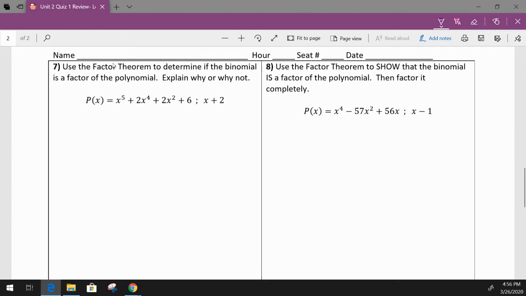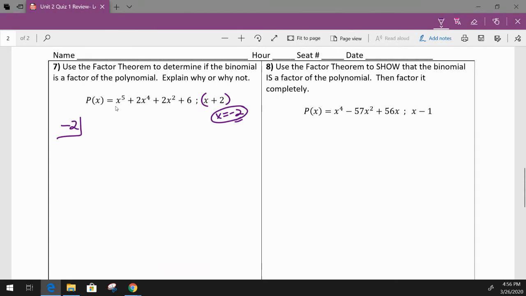So anyway, number 7, use the factor theorem to determine if the binomial is a factor of the polynomial and explain why or why not. So here is our polynomial, here is our binomial. So basically we want to divide the polynomial by the binomial x plus 2. So if we're dividing by this binomial, we want to substitute -2 into our synthetic division. So the factor theorem basically states that if you divide the polynomial by that binomial and you get a remainder of 0, then it is a factor of the polynomial.